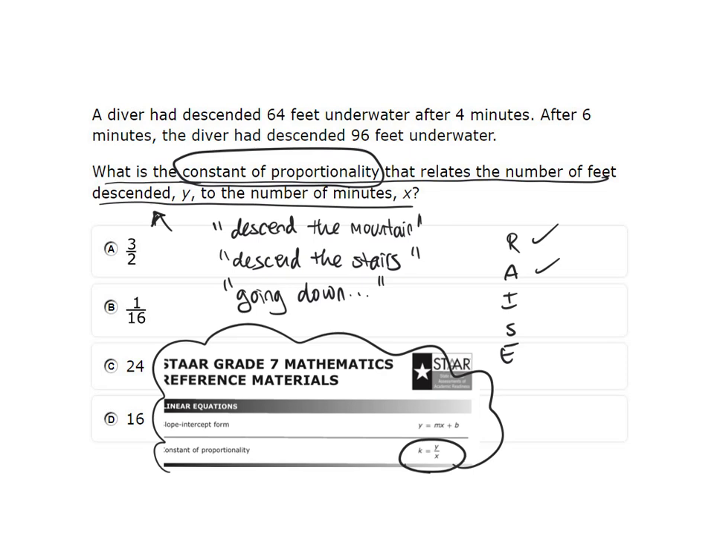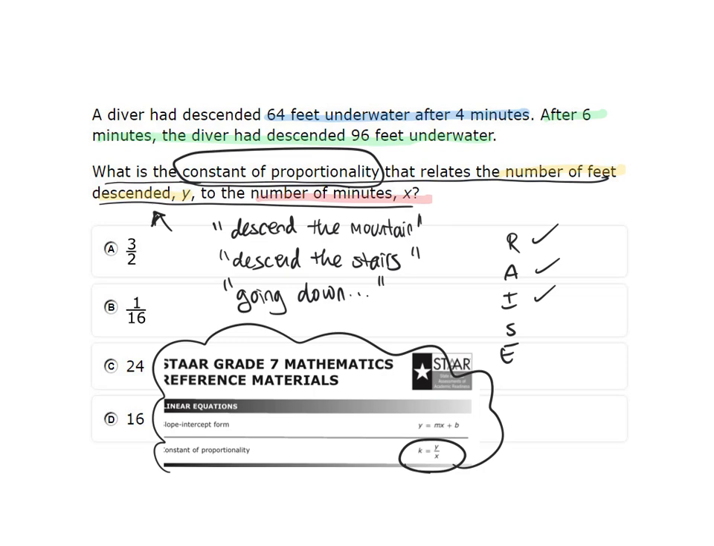A diver had descended 64 feet underwater after 4 minutes. And after 6 minutes, the diver had descended 96 feet underwater. Great. We have found our important information, and I just want to draw attention to our question tells us that the number of feet is going to be y, and the number of minutes is going to be x.